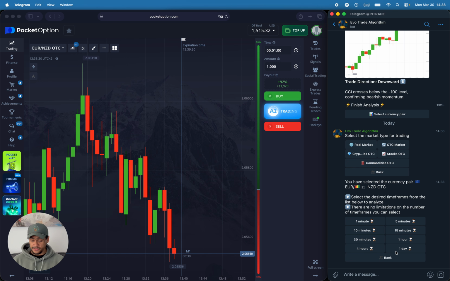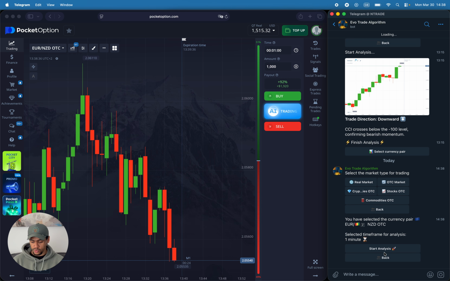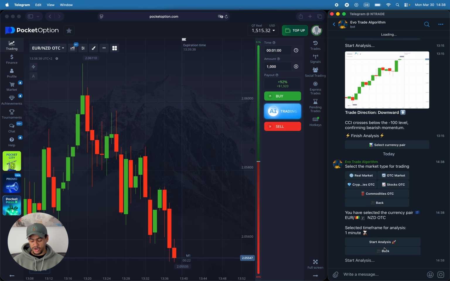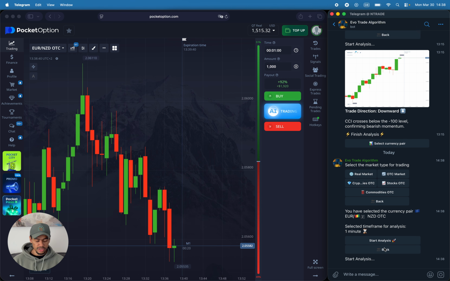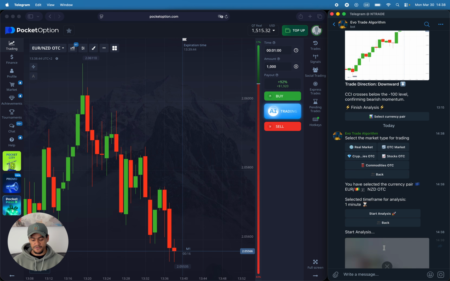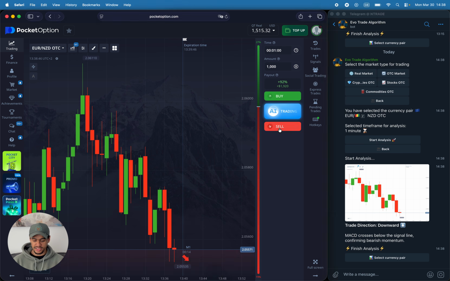We have 8 different time frames that we can select from. So from 1 minute to 1 day, whatever suits you. We're going to go for 1 minute here as I want quicker trades. And I press start analysis. The robot will start performing the analysis. And just in a few seconds, you're already getting a full analysis and a breakdown, and it's a sell position.